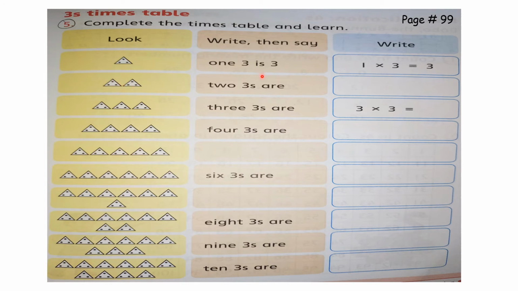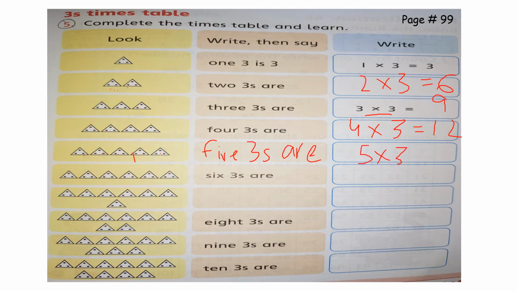3 dots. So 2 threes are, you will write here 2 threes are, if you count the dots inside, 1 2 3 4 5 6. 3 threes are, if you count the dots it will become 9. 4 threes are 12. 1 2 3 4 5. So here you will write 5 threes are 15. 6 threes are 18. 1 2 3 4 5 6 7.